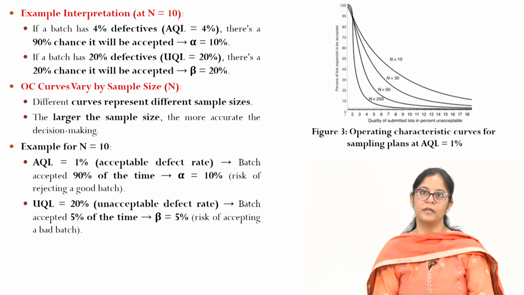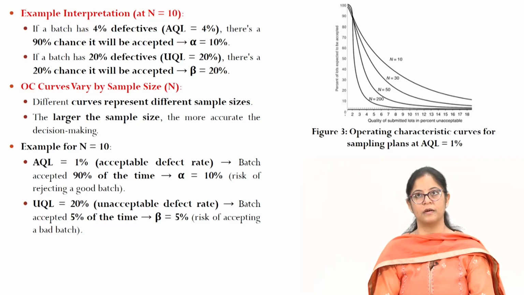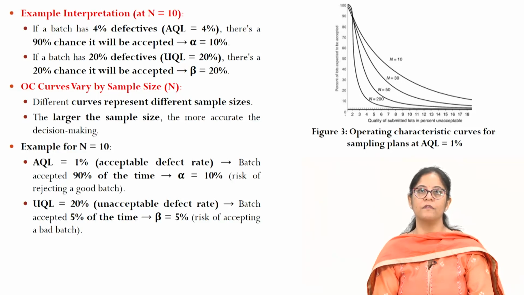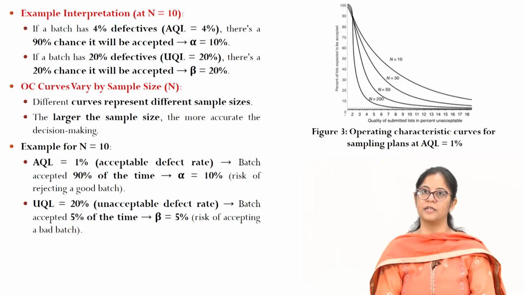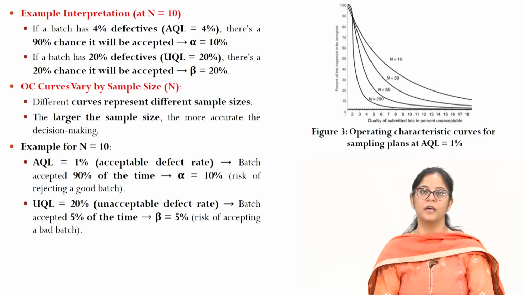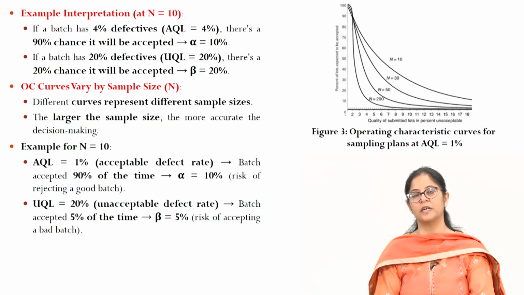Now, an example wherein the sample size, that is the number of samples taken, is 10. So, if a batch has 4% defectives, that is AQL is 4%, there is a 90% chance that it will be accepted. Alpha is equal to 10%. If a batch has 20% defectives, that is UQL is 20%, there is a 20% chance that it will be accepted. Beta is 20%. So, different curves represent different sample sizes.